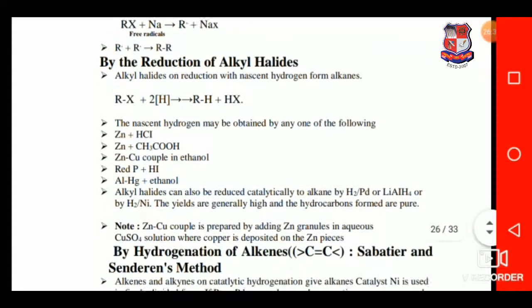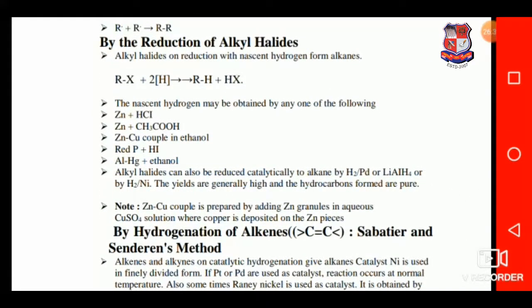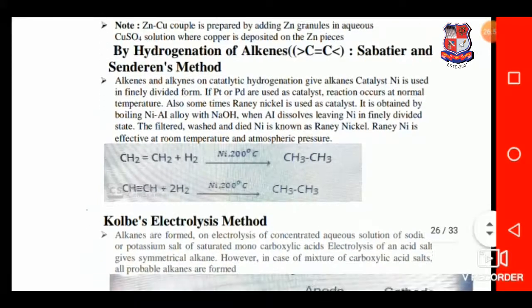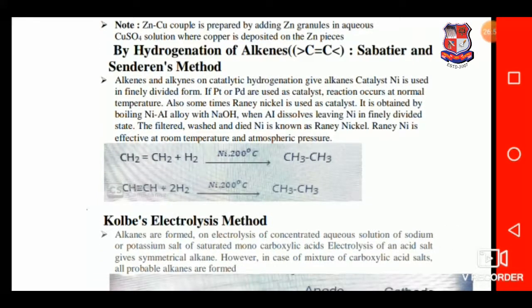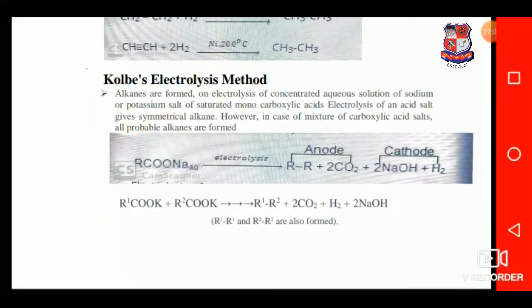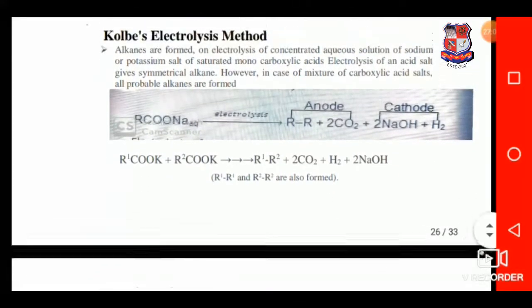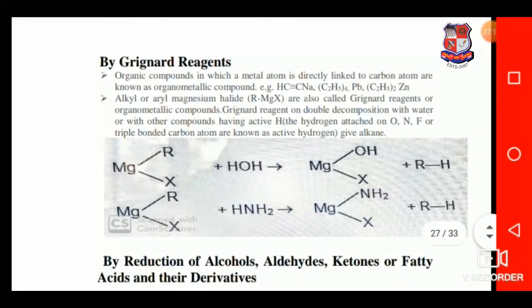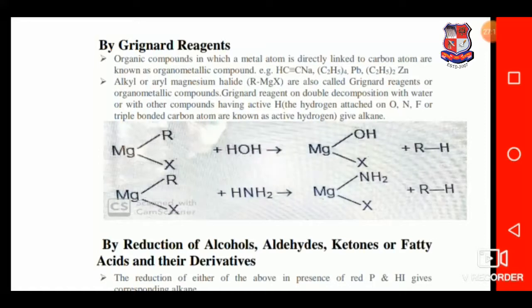By the reduction of alkyl halides. Alkyl halides on reduction with nascent hydrogen form alkane. By hydrogenation of alkenes, we can produce alkane. Here, we can use catalysts such as platinum, palladium, and nickel. Kolbe's electrolytic method. In that, we can produce the alkane from the corresponding carboxylic acids. By Grignard reagent, of course, we can produce alkanes.